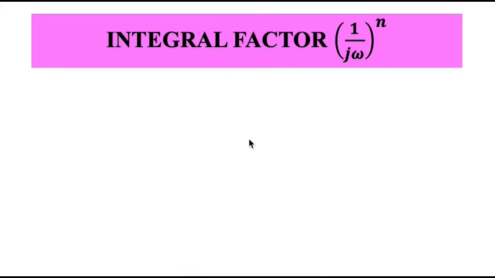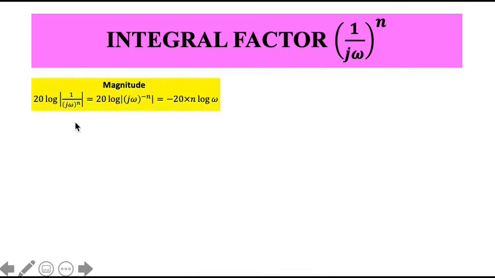So now I am looking at 1 by j omega to the power n, meaning multiple poles at origin. So now what is the magnitude? The magnitude is 20 log of 1 by j omega to the power n, which will expand as 20 log j omega to the power minus n. It will be minus 20 into n log omega. Okay, so I just look at the magnitude. This n just comes here and sits here, right? So therefore, how will the straight line look? It will be a straight line.